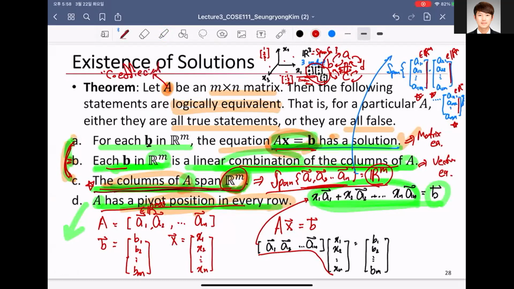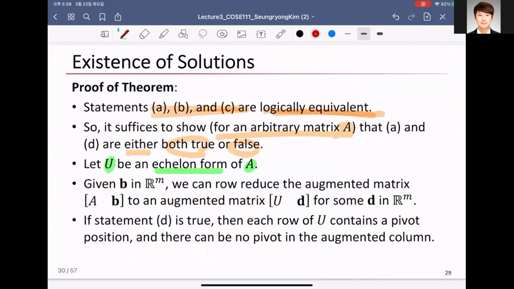Coefficient matrix, not augmented matrix. That's very straightforward, right? Of course it's the coefficient matrix. If we are going to talk about pivot positions, we should be talking about A's coefficient matrix, right? Then let B be the echelon form of the matrix A.